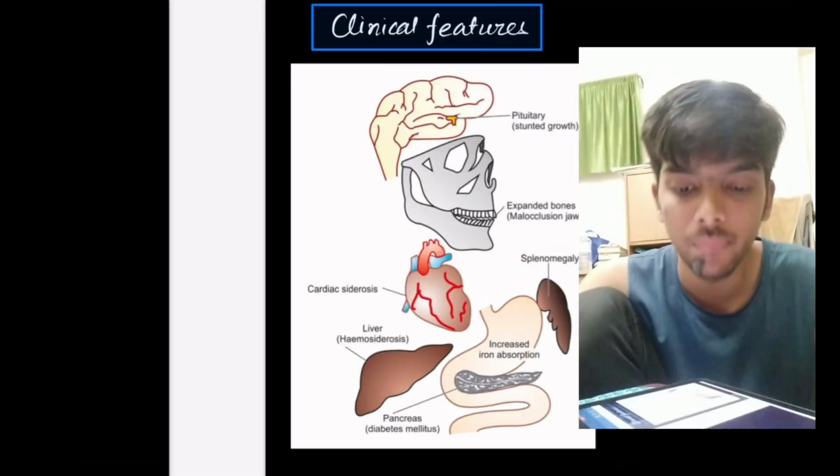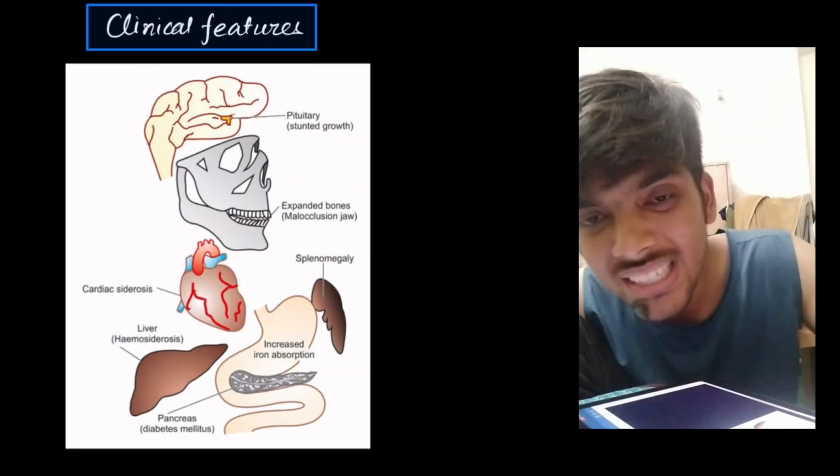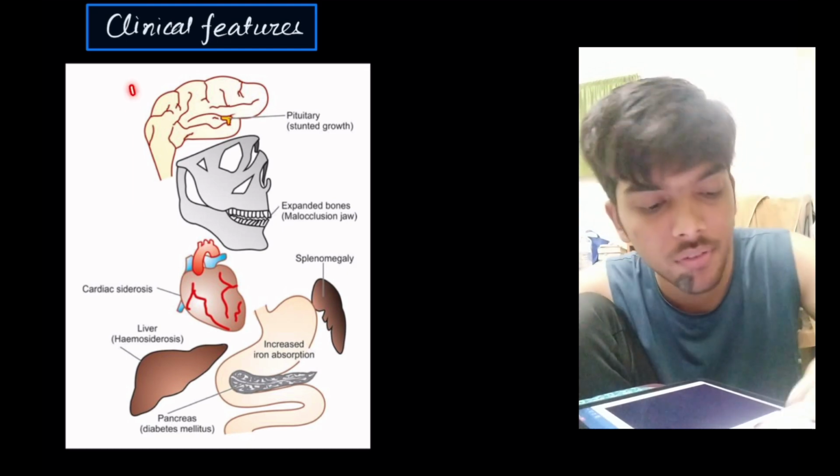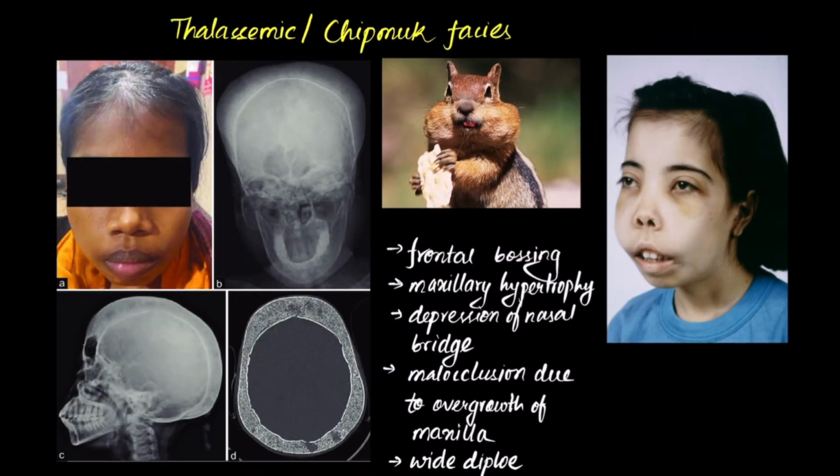They look like target cells. Alright, you can look at the various clinical features of beta-thalassemia major from top to bottom. But the most important thing is thalassemic facies. Thalassemic facies is also called chipmunk facies: the face of children suffering from beta-thalassemia major resonates with that of a chipmunk face. Why? Due to frontal bossing and due to maxillary hypertrophy.